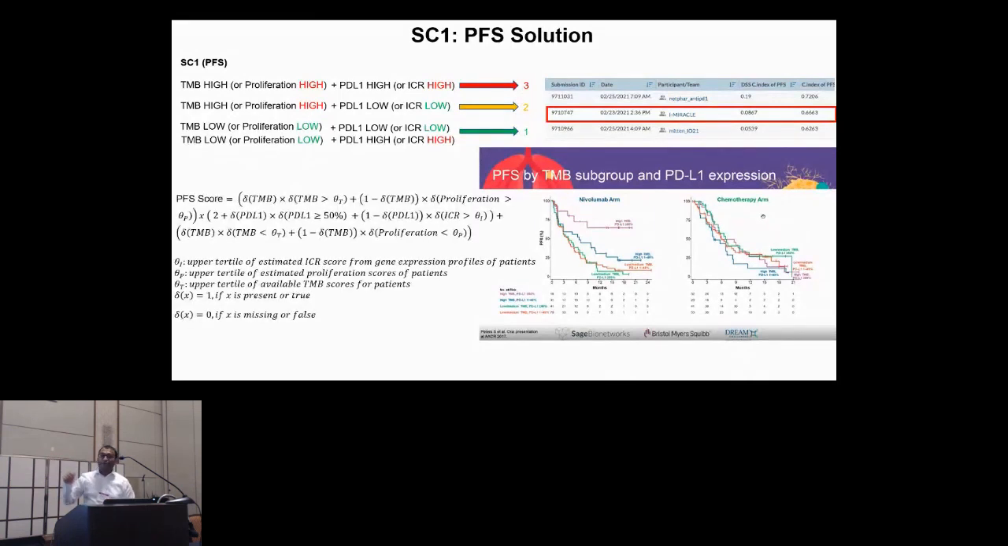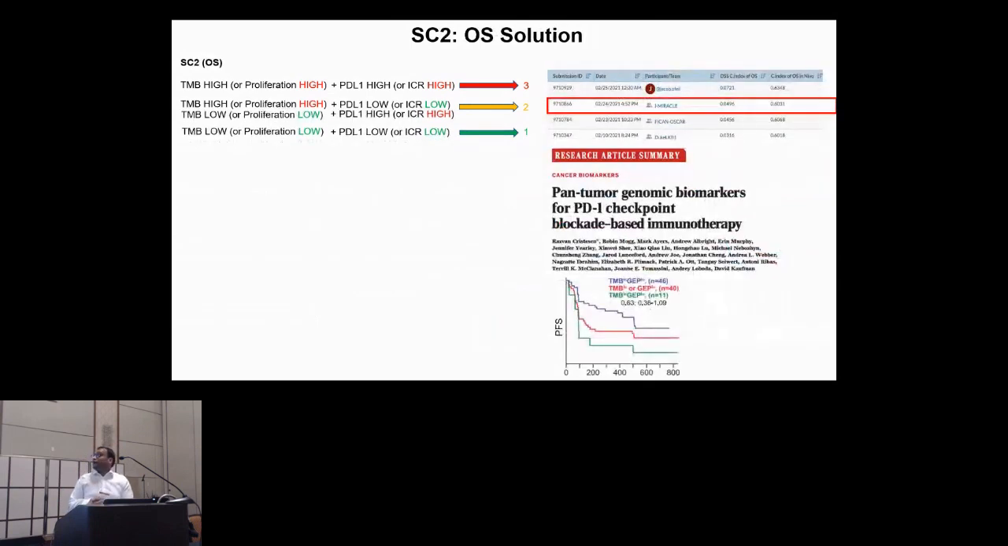So here is a complicated formula to represent the same score that we have and how we decided what is ICR high and what is ICR low. These are based on tertiles, and we have the scores for all the patients. And we were the second ranked solution in that particular challenge.